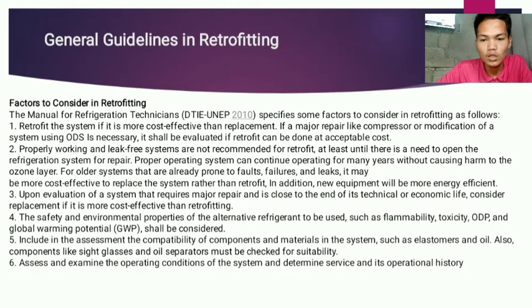ODP or ozone depleting potential is a measure of how much damage a chemical can cause to the ozone layer. Fifth is include in the assessment the compatibility of components and materials in the system, such as elastomers and oil. Also, components like sight glasses and oil separators must be checked for suitability. Sixth is assess and examine the operating condition of the system and determine service and its operational history.